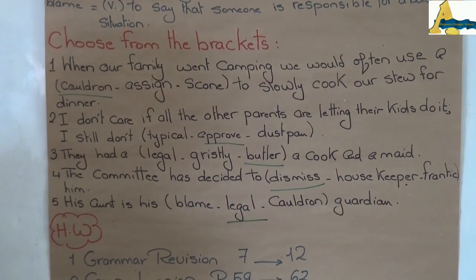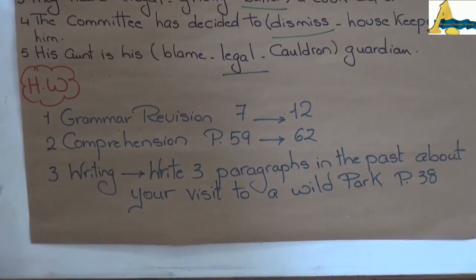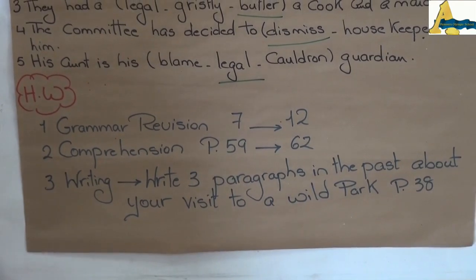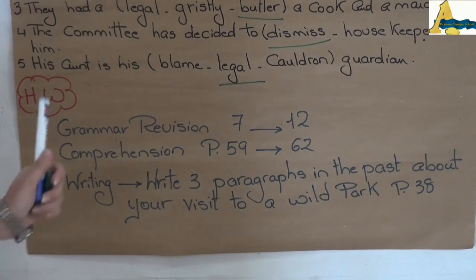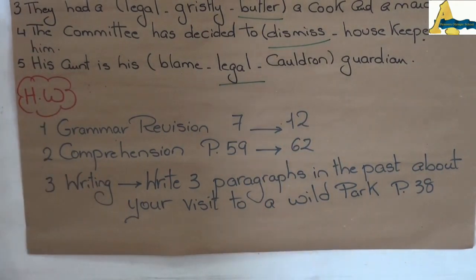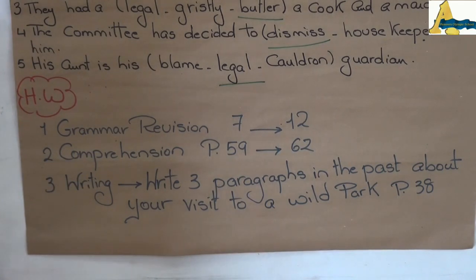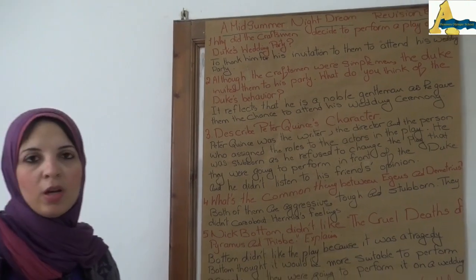Okay, let's move to the homework. It's going to be in your grammar revision booklet from pages 7 to 12, comprehension pages 59 to 62, and writing, you have to write 3 paragraphs in the past tense about your visit to a wild park. You're going to find it in your writing booklet, page 38.